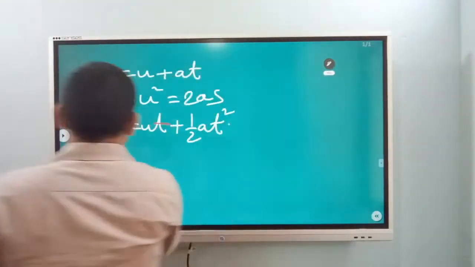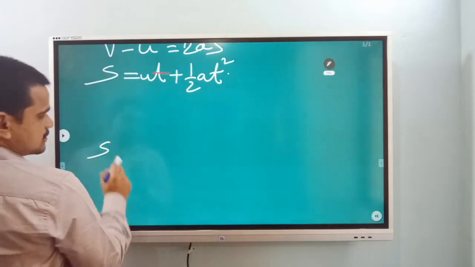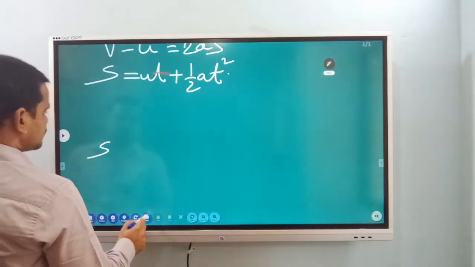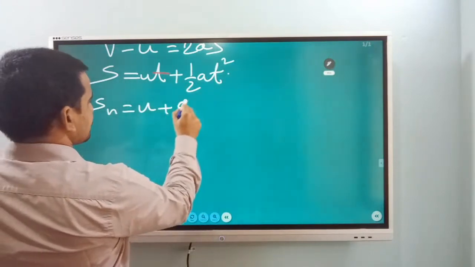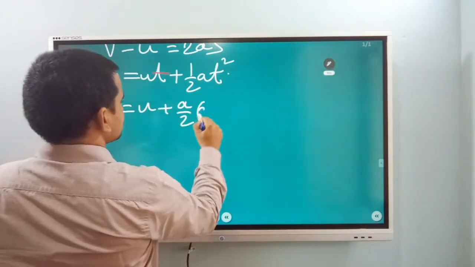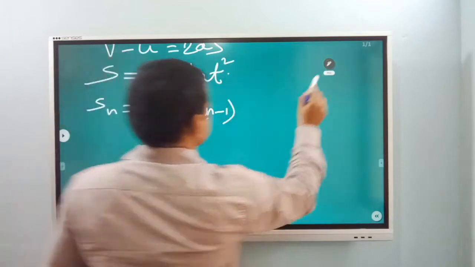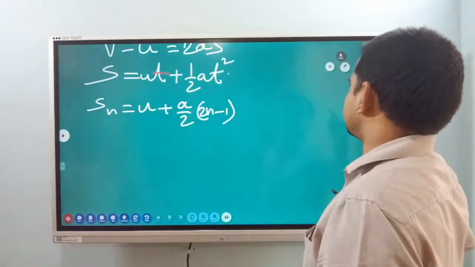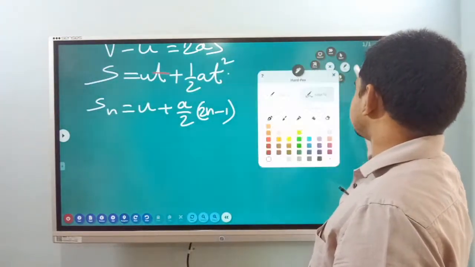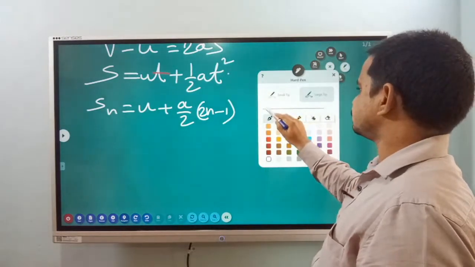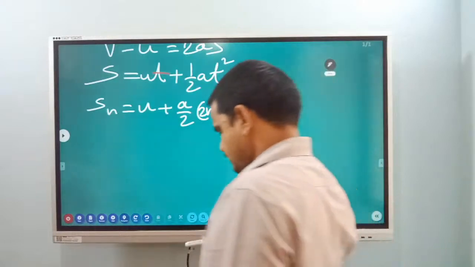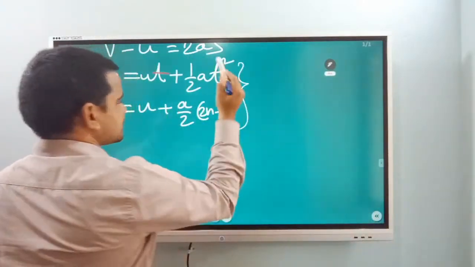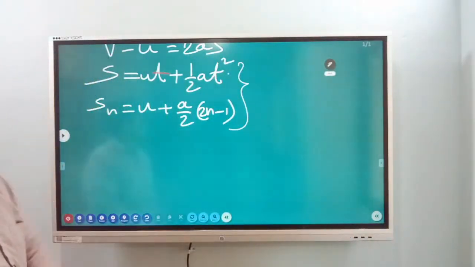And another one is s nth is equal to u plus a by 2 into 2n minus 1. These are the formulas which we have seen till now. So among these, which one we have to use when? That is a very important thing here.